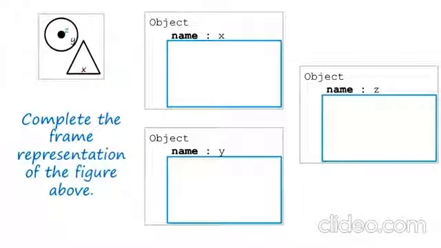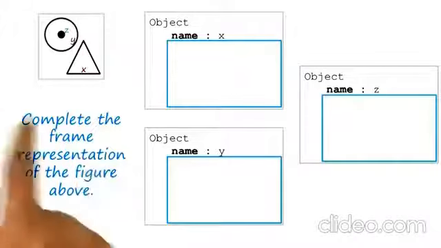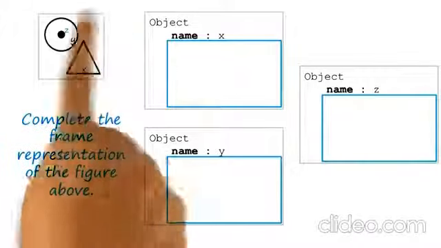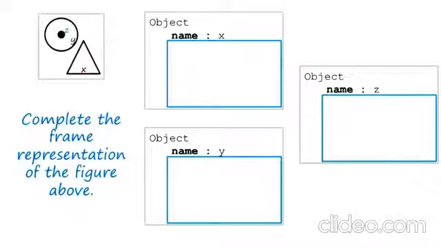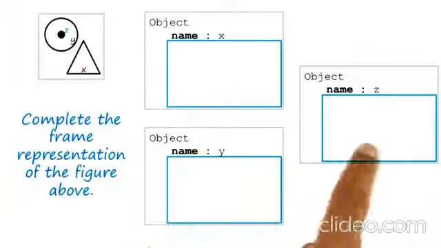Let us do an exercise together to make sure that we understand frame representations for images like this. So consider the image shown here on the top left. Can you write down all the slots and the fillers for these three frames?